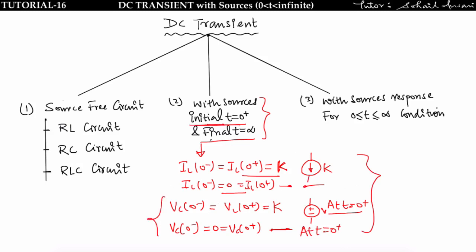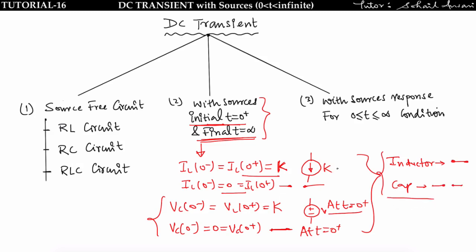Now at steady state, meaning at t equal to infinity, the inductor can be replaced by a short circuit and the capacitor can be replaced by an open circuit. This we have discussed in the theory tutorial of DC transient.